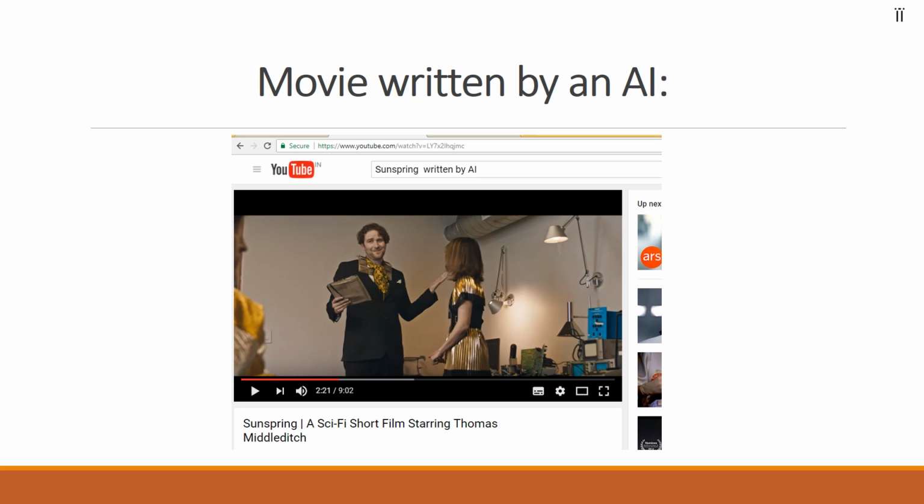Earlier, non-creative, repetitive jobs used to be done by automation. But nowadays even creative jobs, such as writing movie scripts, are done by computers through AI. This is an example of that.